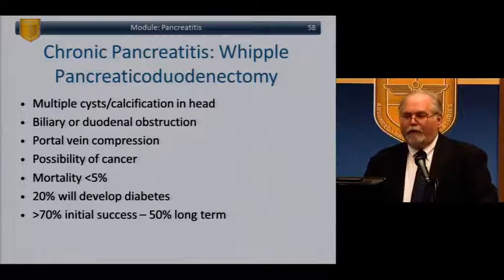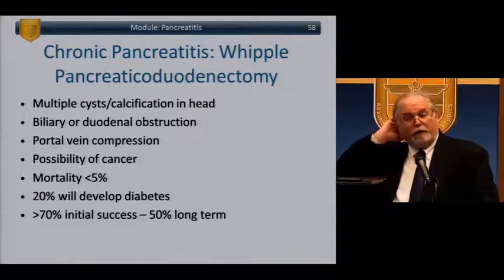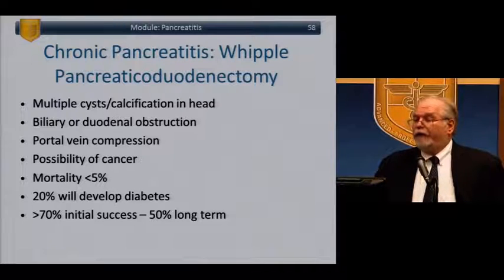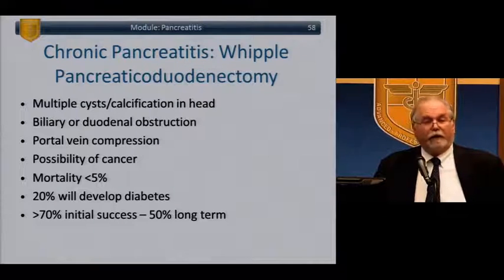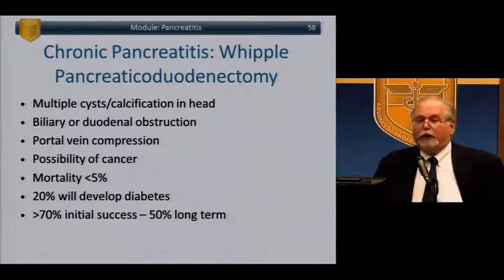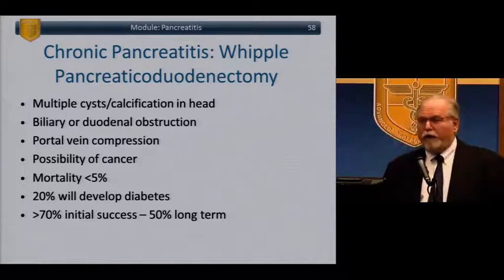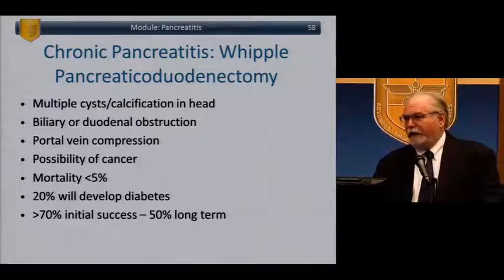So, Whipple: multiple cysts or calcifications in the head, biopsies, biliary or duodenal obstruction, portal vein compression, inability to exclude cancer. Mortality rate should be under 5%. 20% will become diabetic. About a 70% initial success, 50% long-term. Again, depending on whether they decide to stop drinking or reform whatever habits might have caused the pancreatitis.